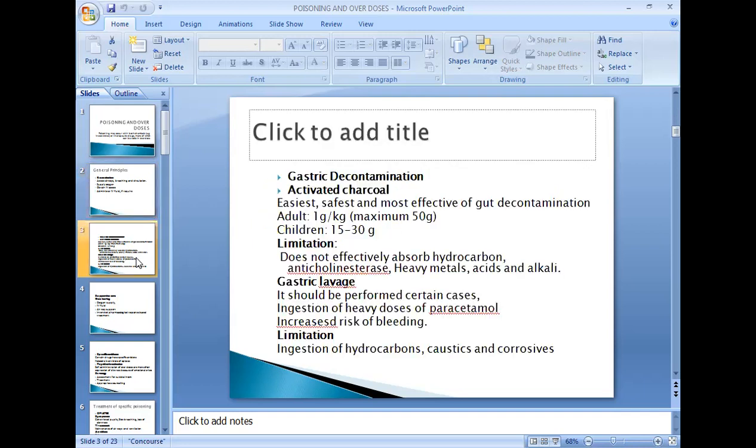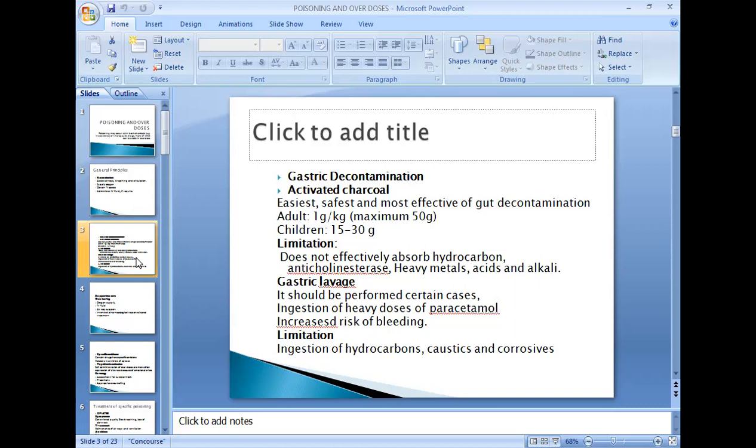gastric decontamination. The ingested toxic or poisonous drug has to be removed from the gut. So we have certain strategies to decontaminate our stomach. Activated charcoal is the safest and most effective choice for decontamination of the gut. For adults, we can use 1 gram per kg to a maximum of 50 gram, and for children, it can be 15 to 30 gram. But activated charcoal has certain limitations.